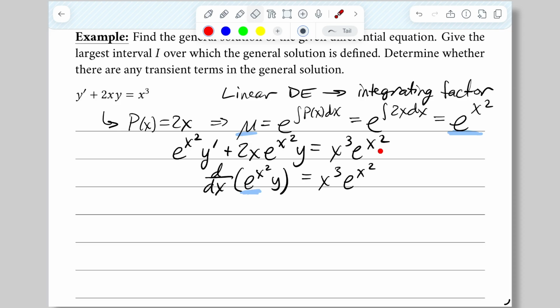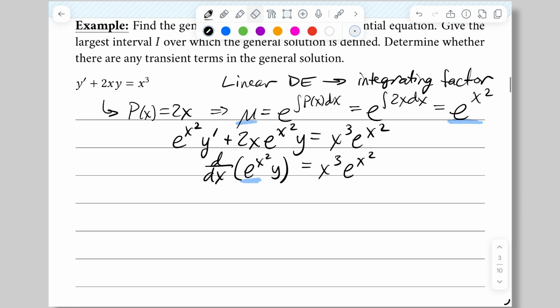One pitfall to watch for is forgetting to multiply both sides by mu. We get so focused on the left, it can be really easy to forget to multiply on the right, and that'll just mess everything up. Now we're going to integrate both sides with respect to x. And the left-hand side, we just pop out e to the x squared y. On the right-hand side, there's an integration by parts.